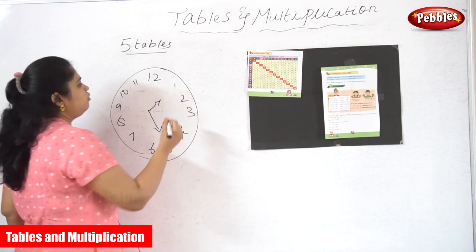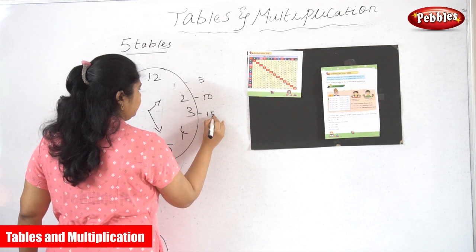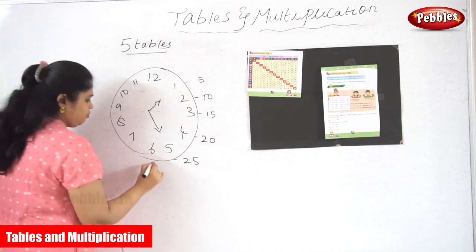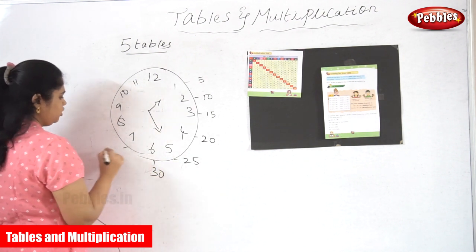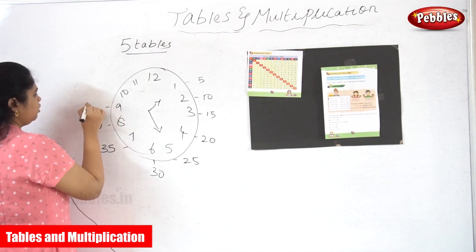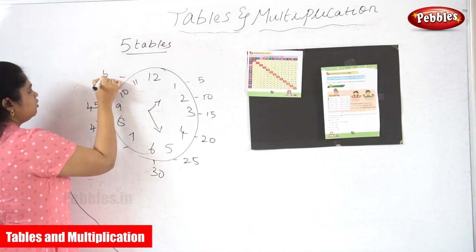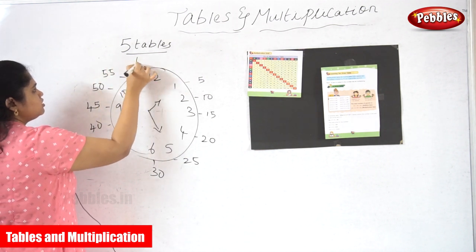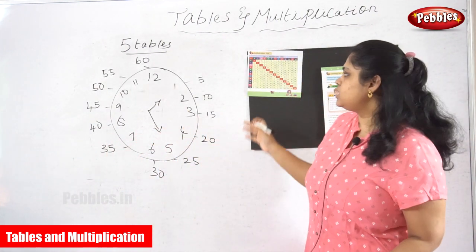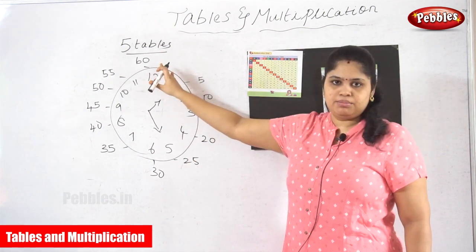What are you going to convert? 5, 10, 15, 20, 25, 30, 35, 40, 45, 50, 55, 60. So where do you get these numbers, like 5, 10, 15, 20, 25? They come from the 5 tables.